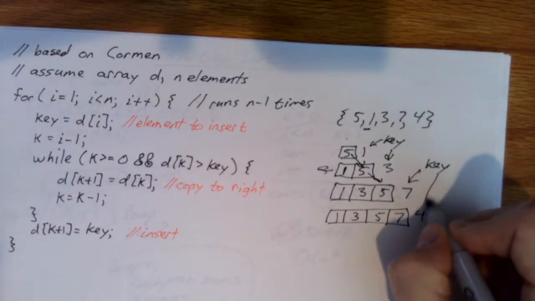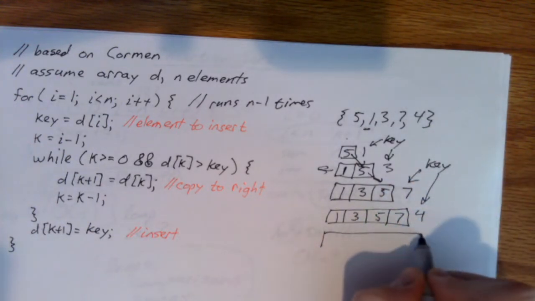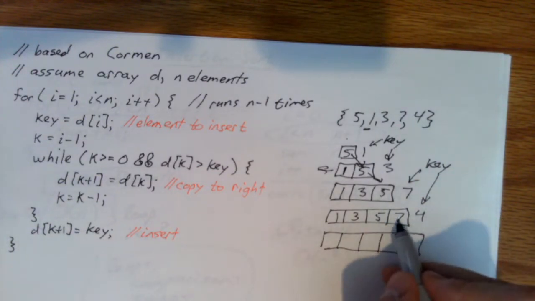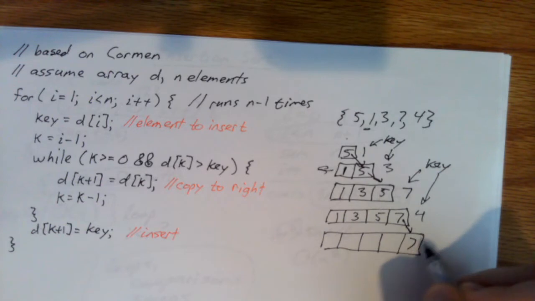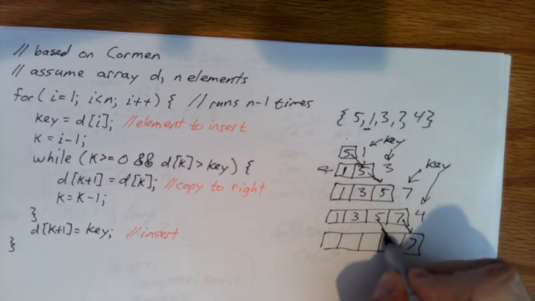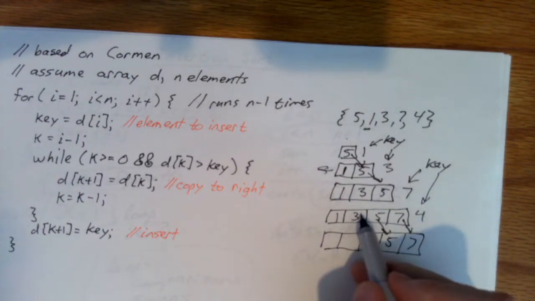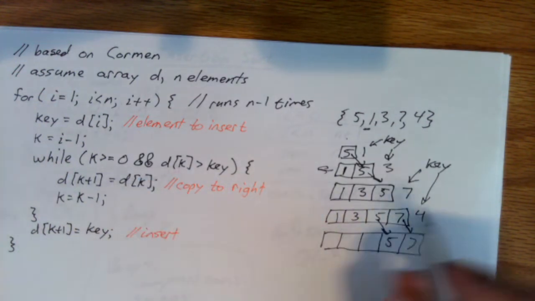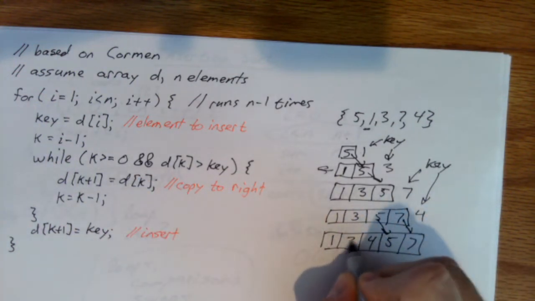And then finally, we want to insert the 4. So we're looking at these array positions. 7 is greater than 4, so we copy the 7. 5 is greater than 4, so we copy the 5. 3 is not greater than 4, so the loop stops, and we insert the key, we write 4, and we leave 1 and 3 where they were at.